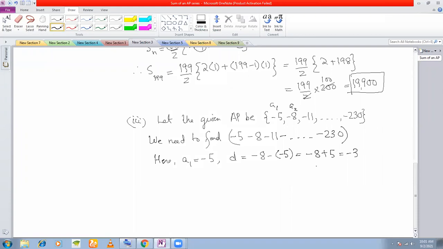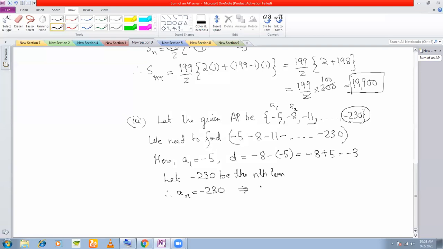But what is it that you don't know? You don't know how many terms you are adding. For -5, -8, -11, what number of term is this? That you don't know. That is, you don't know the value of n. So we say let -230 be the nth term. Therefore, an must be equal to -230.